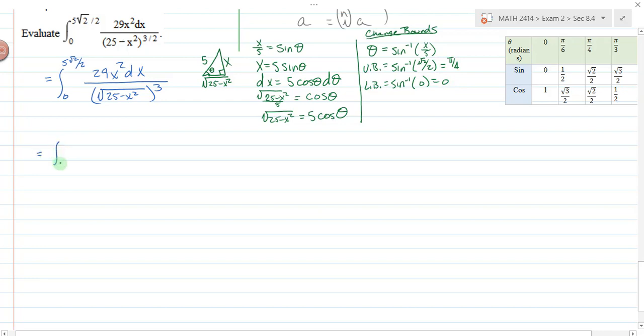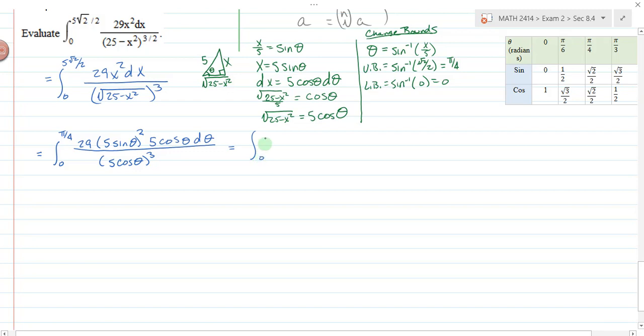So we have the integral from 0 to pi over 4 of 29. What am I going to plug in place of x? I plug in 5 sine theta from this right here. This came from our right triangle. Now that x is squared, so this is also going to be squared. And then what do I plug in place of dx? 5 cosine theta d theta. Very good. Over, that radical is going to be cubed, so that's going to be 5 cosine theta cubed. And now I'm going to clean up the arithmetic.